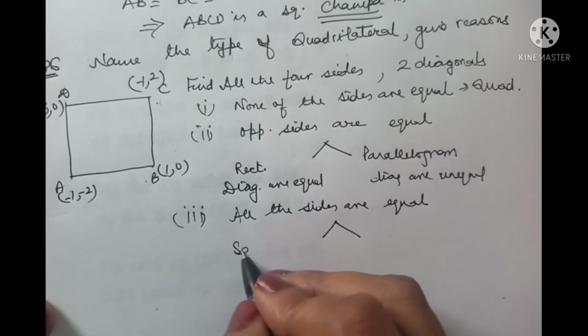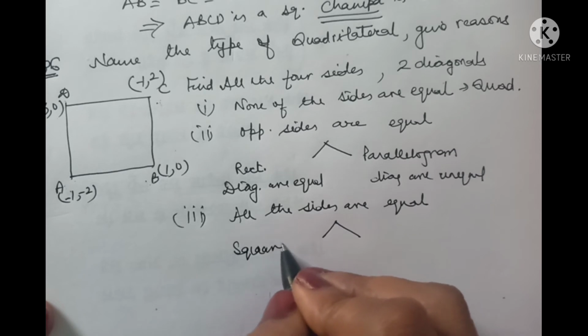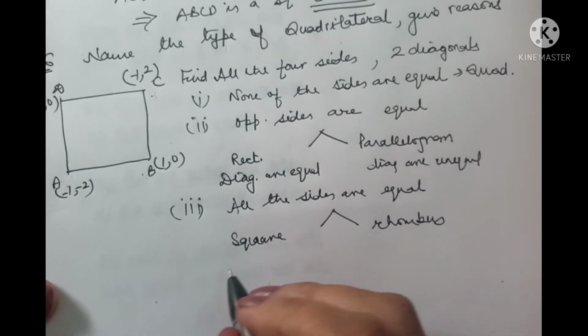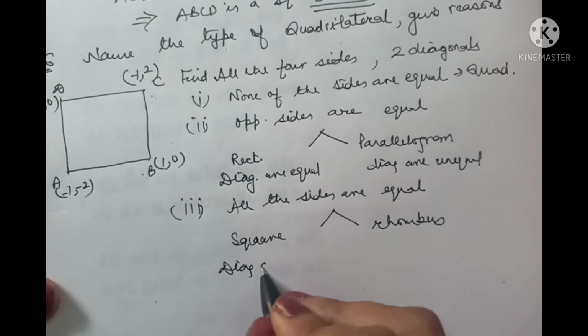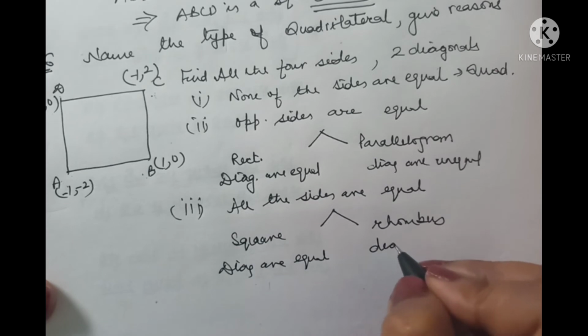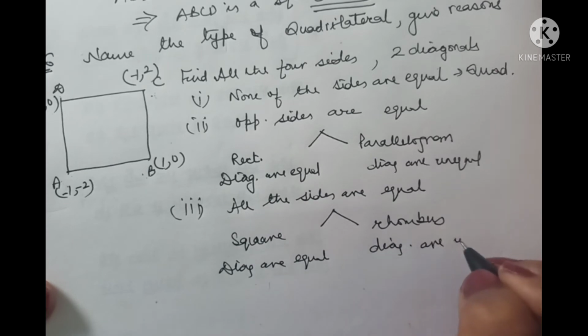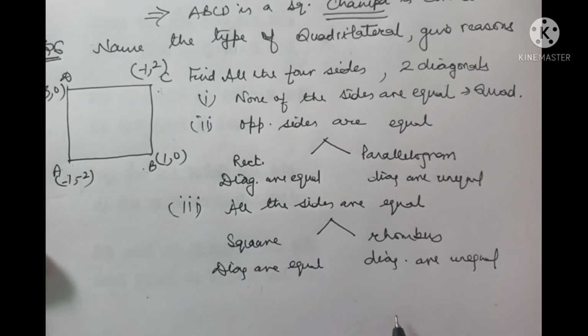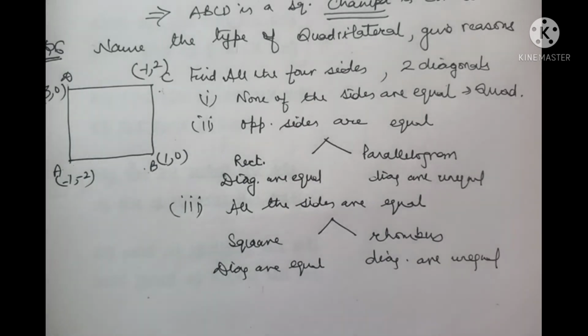First case is that it is a square, and the second case is that it is a rhombus. Again, in the case of a square, diagonals are equal, and in the case of a rhombus, diagonals are unequal. Okay? So this is the method to tell the type of quadrilateral in any question. Now let us see the first part.